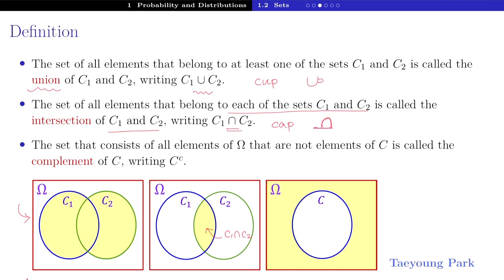The set that consists of all elements of the sample space that are not elements of C is called the complement of C. And we use the superscript C to denote the complement. The third Venn diagram illustrates that the outside area corresponds to the complement of C.